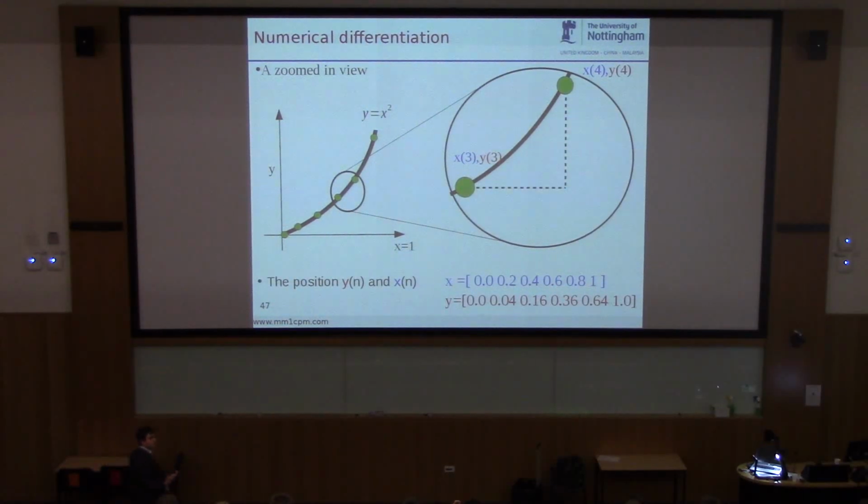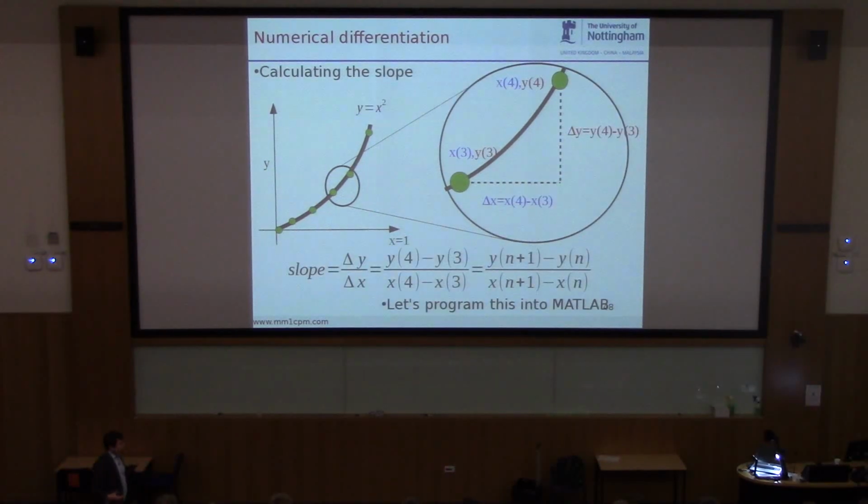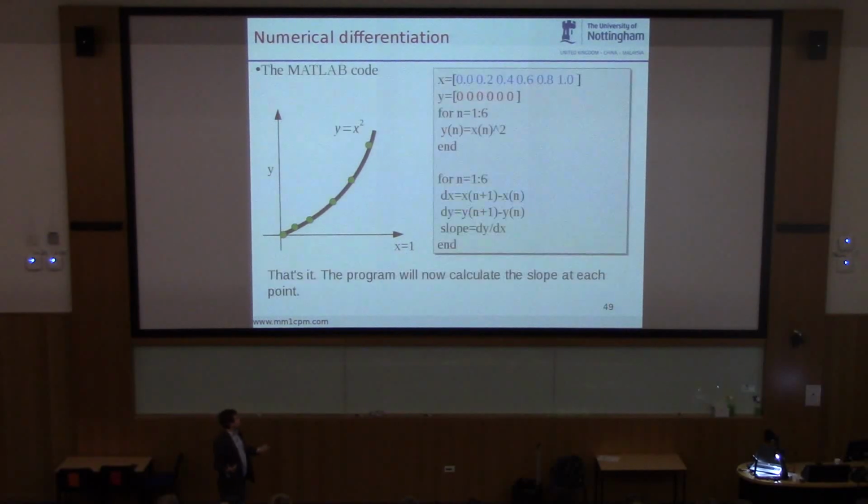Now, we do exactly what we do at school again. We just calculate the change of y with respect to the change of x. So we go y4 minus y3, which is this distance here. We go x4 minus x3, which is this distance here. Or, written out in full, the slope is equal to delta y over delta x equals y4 minus y3 over x4 minus x3, or more generally, we can go y of n plus 1 minus y of n, and x of n plus 1 minus x of n. So this is the general formula to find out the slope between 2 points in MATLAB.